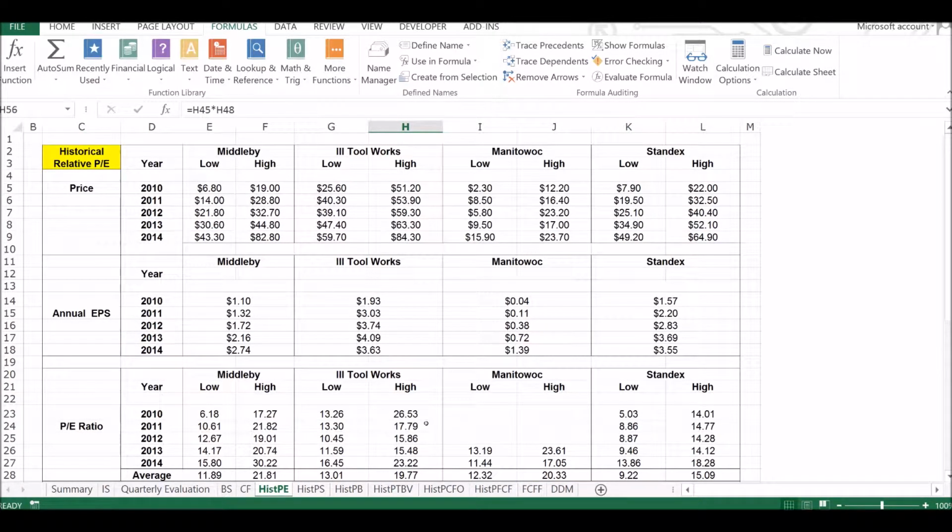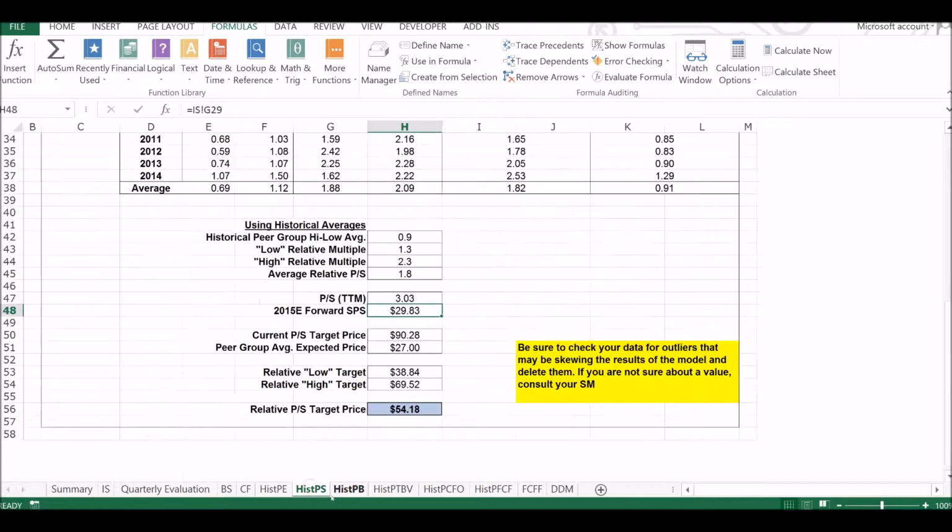So the price to earnings and price to sales, price to free cash flow, and price to cash flow from operations all essentially have the same purpose here. You're looking at what investors are willing to pay for a dollar of earnings, sales, cash flow from operations, free cash flow, and so on.